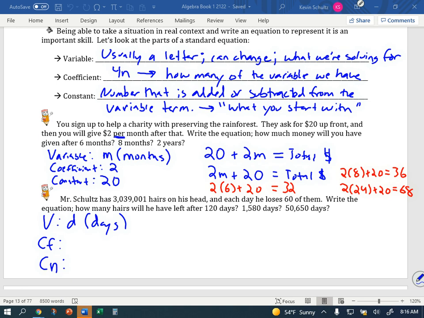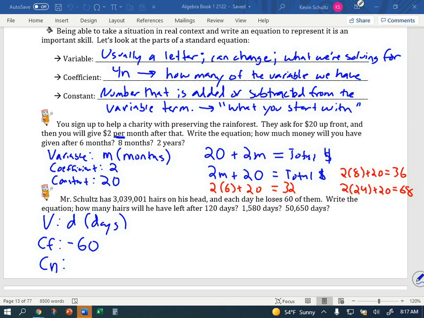Aiden? 60. Not 60. You're close, but think about the situation. This is what makes word problems difficult. Think about how, who said I lose 60? Negative 60, right? Because I'm losing 60 hairs every day. So every day that passes, right, I'm losing 60 more. This is what makes word problems challenging, right? Pulling that out of there. But it is a negative 60 because I'm losing 60.